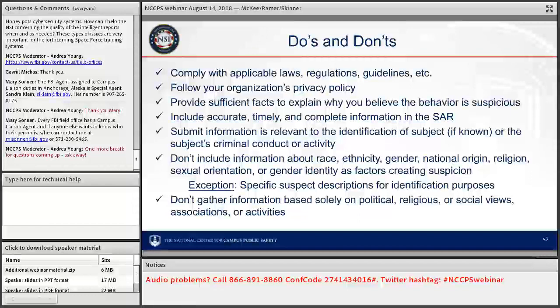Okay, and we do have some questions. Some people fear reporting suspicious activities, even though it can prevent serious attacks. How can we reassure the public about this? Jen, can you take that one?